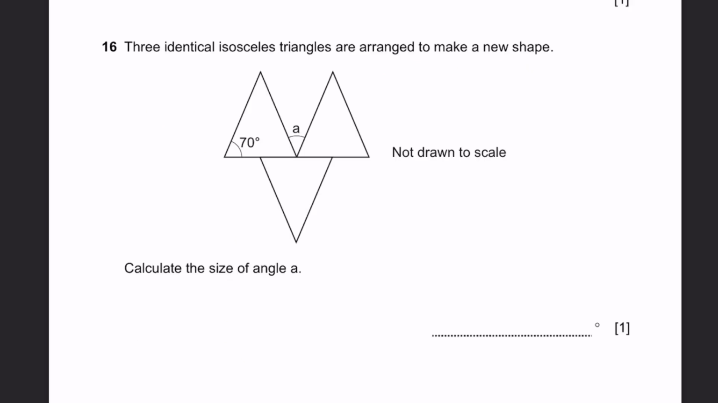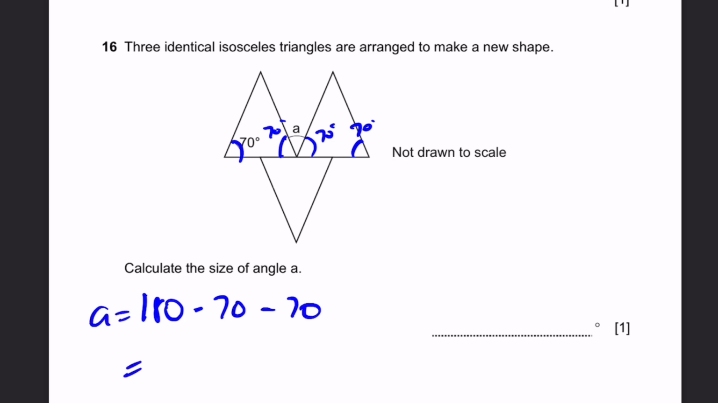3 identical isosceles triangles are arranged to make a new shape. Calculate the size of angle A. So these are isosceles triangles, so these two angles are equal. 70, 70, and this is also 70. These are 70 because they are identical isosceles triangles. And this is a straight line, so 180 degrees. A is equal to 180 minus 70 minus 70, right? And that would be 40 degrees.